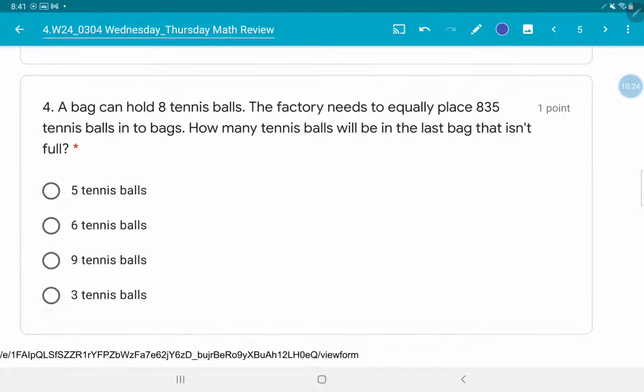Next, we're looking for the model that represents 5/6 times 2. So I'm going to have 2 groups of 5/6. And I'm multiplying a fraction times a whole number. How would I do that? How do I multiply 5/6 times 2? What do I need to do, Olivia?